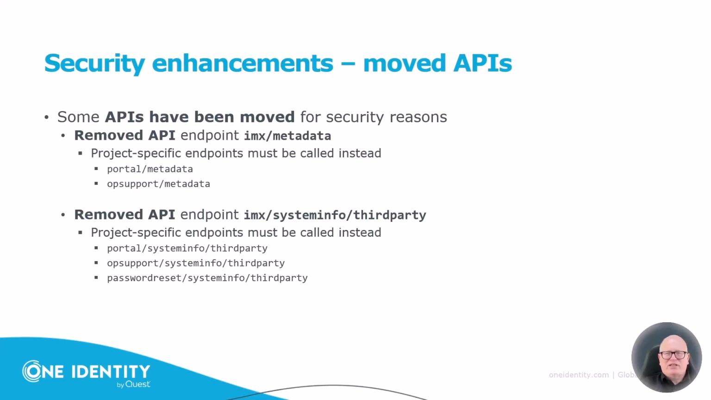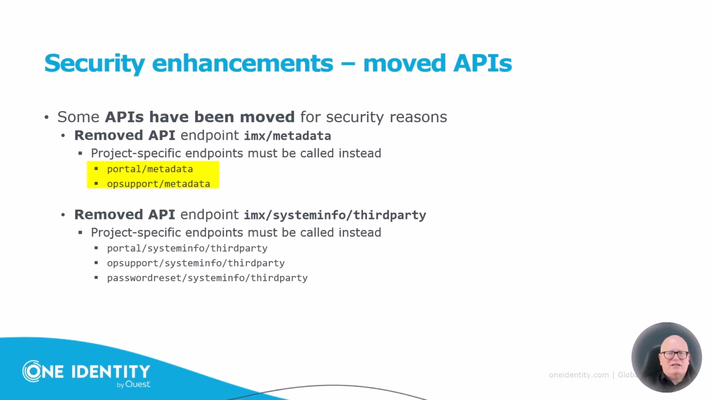Another security enhancement is to clean up the API a little bit. Why is that a security enhancement? The reason is that by moving API endpoints underneath specific structures, additional security can be assigned. You see that for the endpoint here, IMX metadata. That was a metadata endpoint available across all applications, but it was not necessary to securely sign in to the portal first. This is now fixed in a way that these metadata endpoints are now moved underneath the portal.